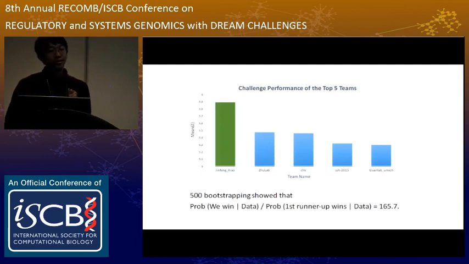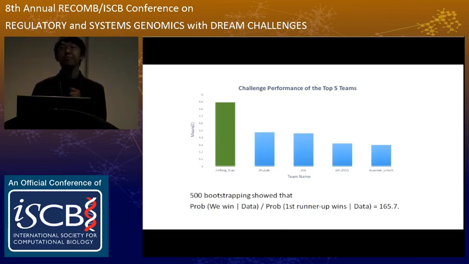And here's the performance of the top 5 teams of subchallenge 3. Because the origin of the y-axis is not shown, it's kind of aggregated. But the point here is that the difference between our team and the second is much greater than the difference between the following teams. And the likelihood that we outperform the second team is quite high.